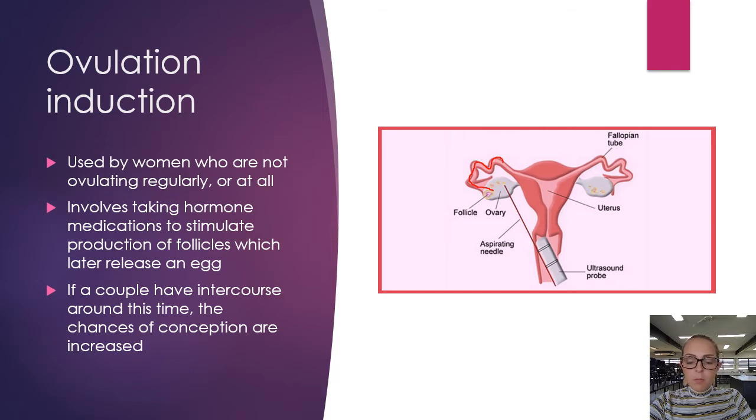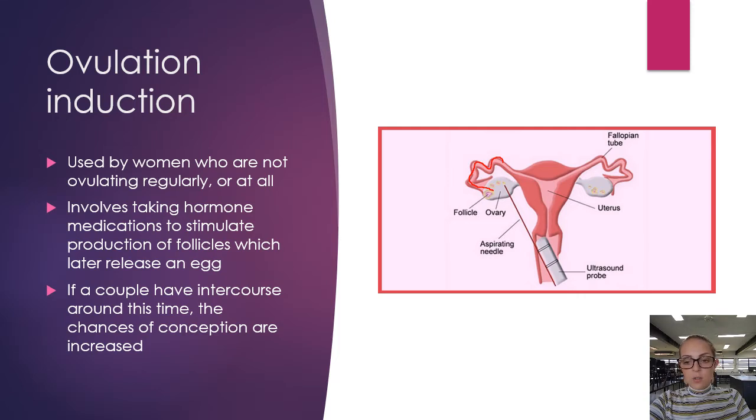For some women, if hormonal levels are out of balance or for different reasons, they may not ovulate regularly. And this is a problem because if they're trying to achieve a pregnancy and there's no egg available, then it doesn't matter how many times they might try, there's no egg present, so no pregnancy is going to occur.